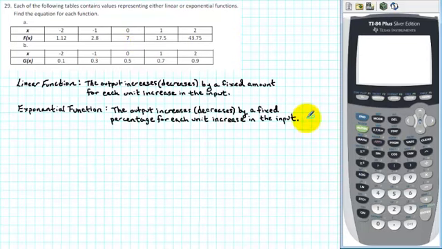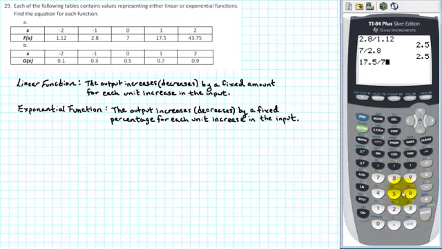In order to check and see if a function is exponential, we need to check and see if there's a constant ratio between consecutive outputs. So we'll take the second output, 2.8, and divide by the first output, 1.12, and that gives us 2.5. All right, let's take our third output, 7, and divide by our second output, 2.8. That's also 2.5.